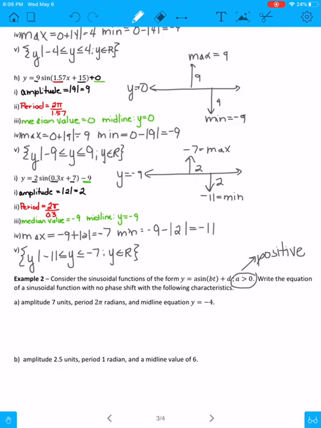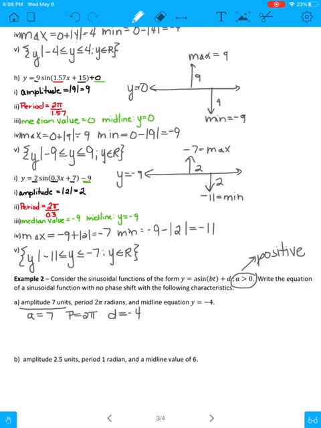Write the equation of a sinusoidal function with no phase shift, so no c value, with the following characteristics. So our amplitude is 7. That gets us our a. And we know that our a is either plus or minus 7, and in this case it says a has to be positive, so a is 7. Our period is 2 pi, so p equals 2 pi. And our midline equation is y equals negative 4, so d equals negative 4.